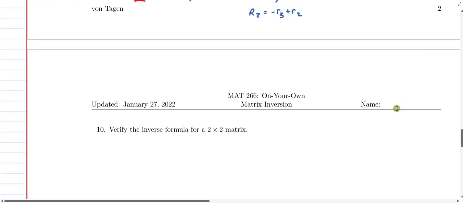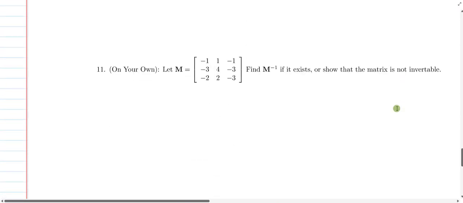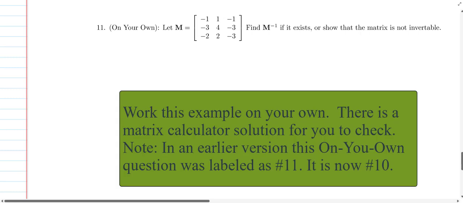What I'd like you to do, though, is go ahead and find the inverse of this 3x3 matrix. Go ahead and stick to the script with the row reduction algorithm, and you will not have any fractions when you complete it. So give that a shot, folks, and let me know if you have any questions.